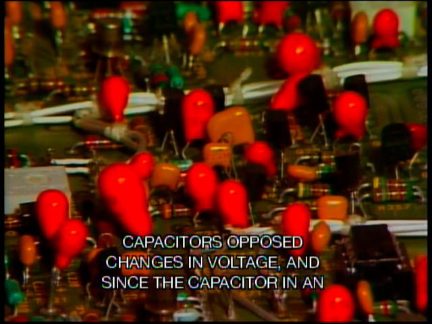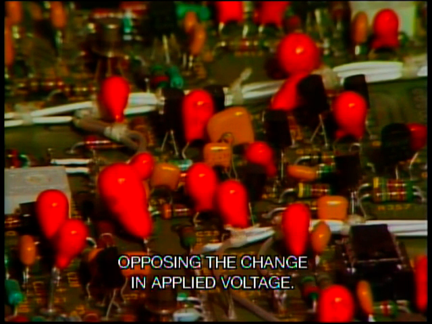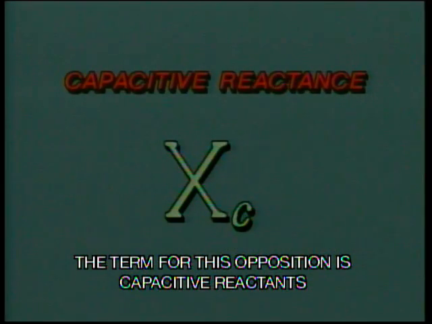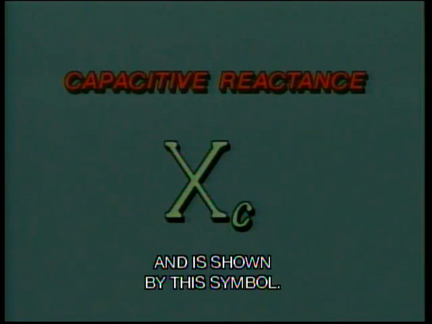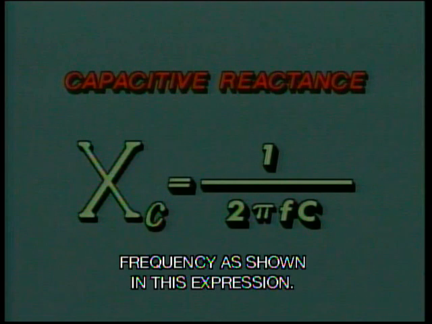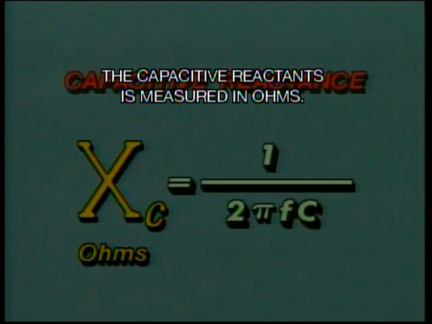Capacitors oppose changes in voltage, and since the capacitor in an AC circuit is constantly charging and discharging, the capacitor is always opposing the change in applied voltage. The term for this opposition is capacitive reactance and is shown by this symbol. The capacitive reactance is inversely proportional to the capacitance and the frequency, as shown in this expression. The capacitive reactance is measured in ohms.